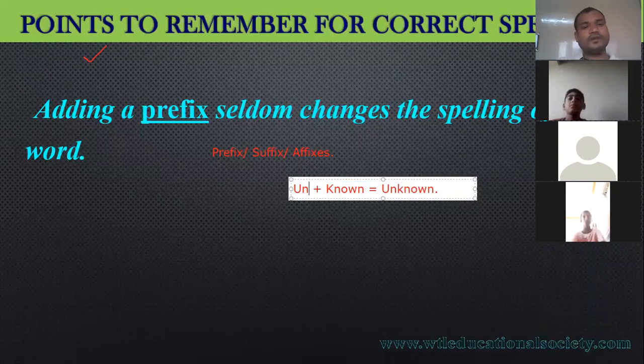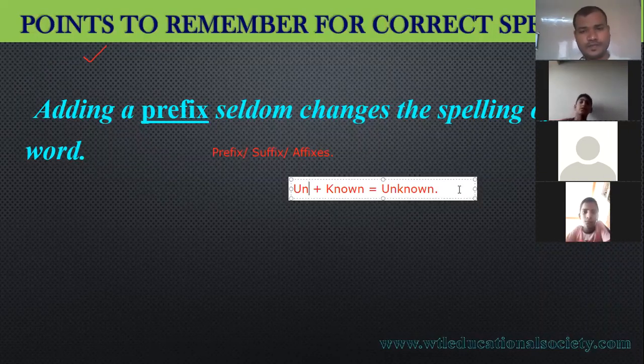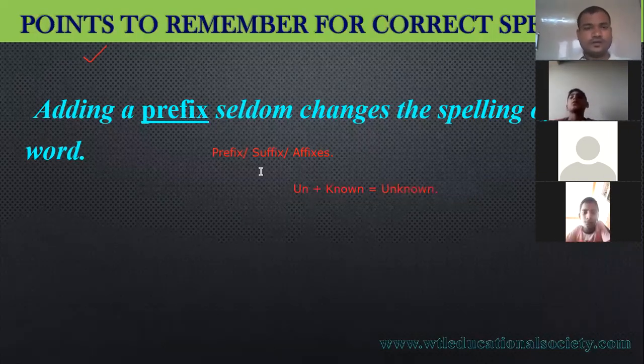So we just added a prefix to the main word, or principal word, or simply base word. Now, if you add a prefix, it seldom changes the spelling of a word. So mostly it won't make any change in the word. If you observe the example here, un plus known, unknown.